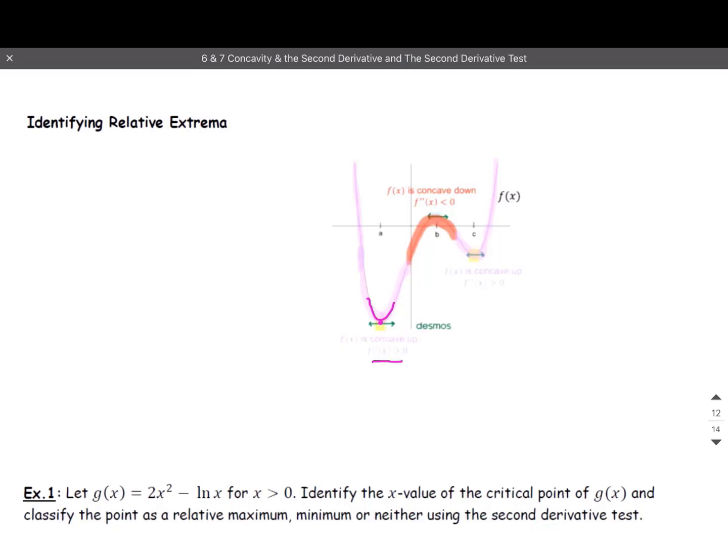We have a relative min. Same thing over here all the way on the right. We have another horizontal tangent line and a purple concave up part. Second derivative is positive. It's a relative min. And then in the middle here, at B, we have a horizontal tangent line, but now our graph is concave down, and we have a relative maximum.